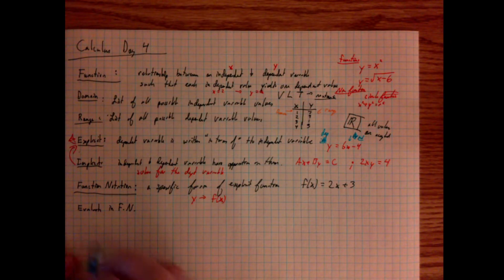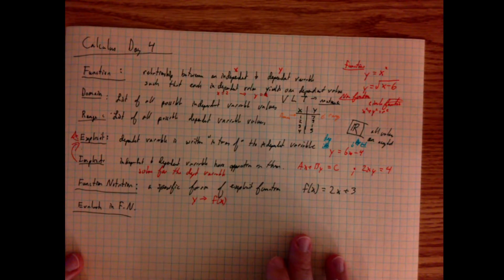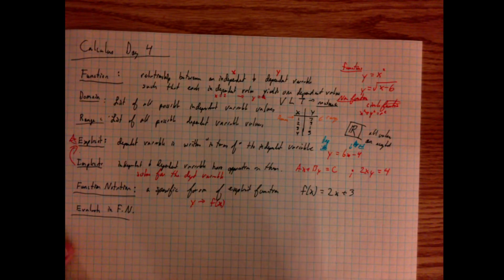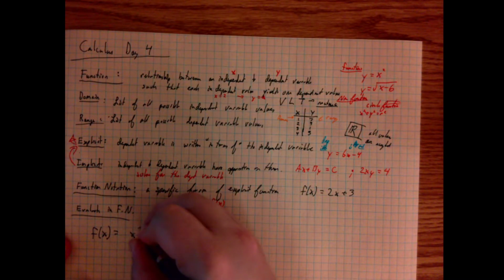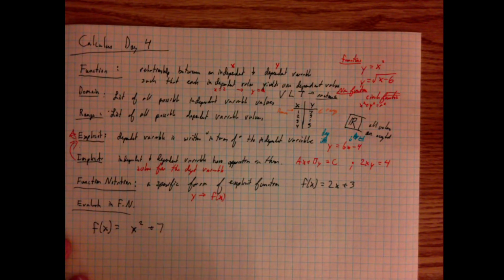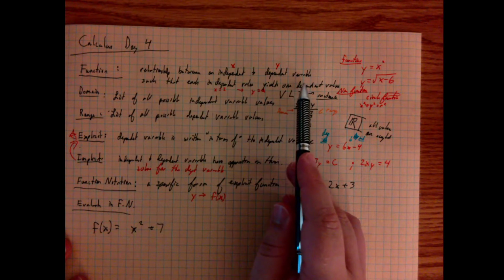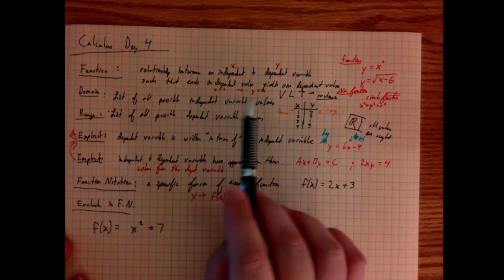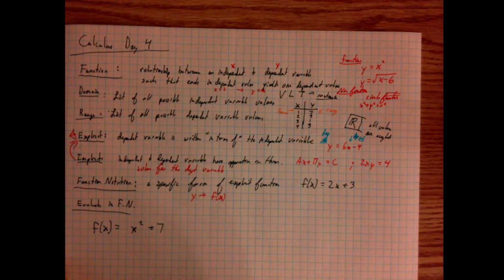Now, let's get to the meat of today. How do we evaluate a function in function notation? Let's look at a very basic function. f of x is equal to x squared plus 7. This is a function, meaning that it's a relationship between independent and dependent variables, and for each independent value, it yields one dependent value. If I plug in 3, I get one answer. If I plug in 5, I get one answer. If I plug in 12, I get one answer. If I plug in negative 4/3, I get one answer.